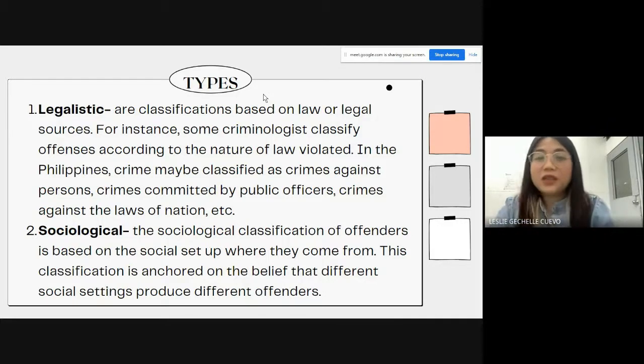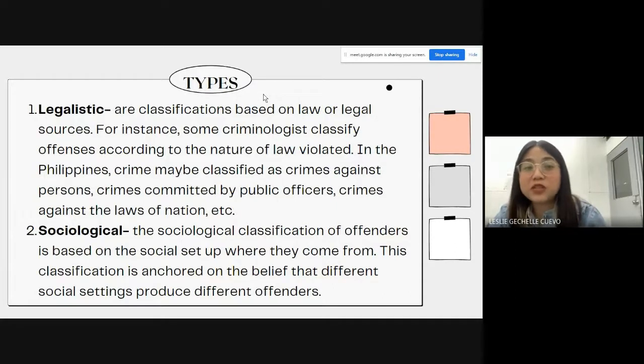So, doon sa revised penal code, naka-grupo na sila, naka-categorize na sila ng maayos. Crimes against persons, crimes against property, yung mga nabanggit dyan, crimes against the law of nations, crimes against national security, crimes against public interest, and so on.